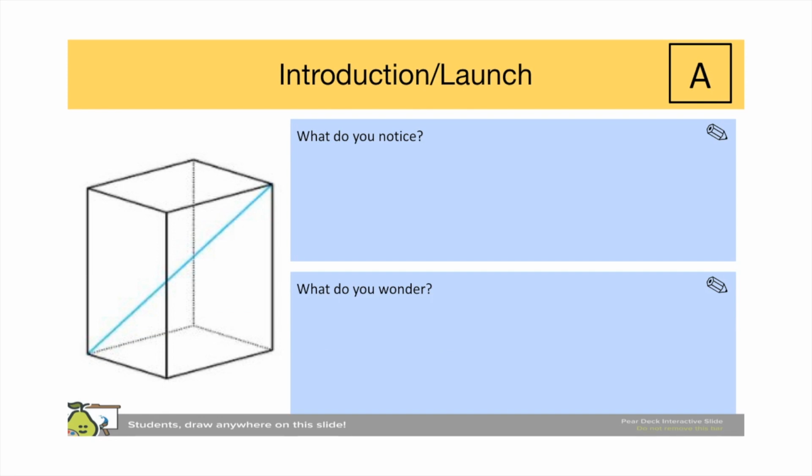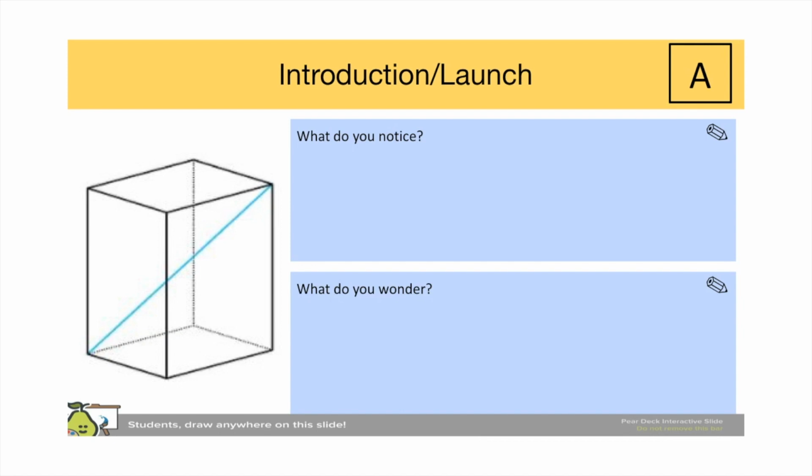For the introduction, students are going to be presented this image and they're going to write down their noticings and their wonderings. To support students with disabilities, allow them to bullet note their noticings and wonderings and tell them that it does not have to be in the form of a complete sentence.